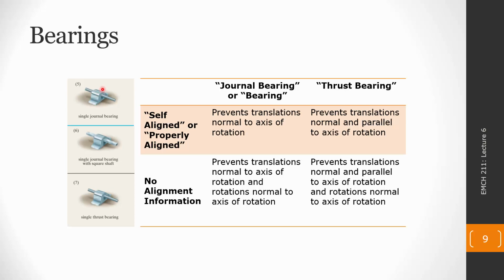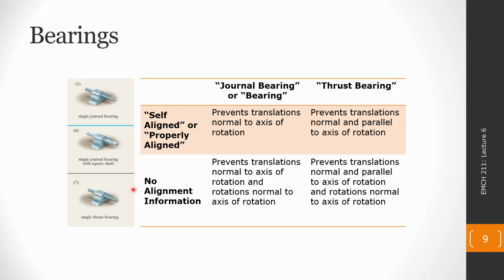And a bearing can also have the property of being called self-aligned, or a set of bearings are properly aligned, or we might have no information about the alignment. In this course, almost always we're going to be dealing with self-aligned or properly aligned bearings versus bearings that we don't have the information for or are explicitly not self-aligning or properly aligned. So what's the difference between these two properties?